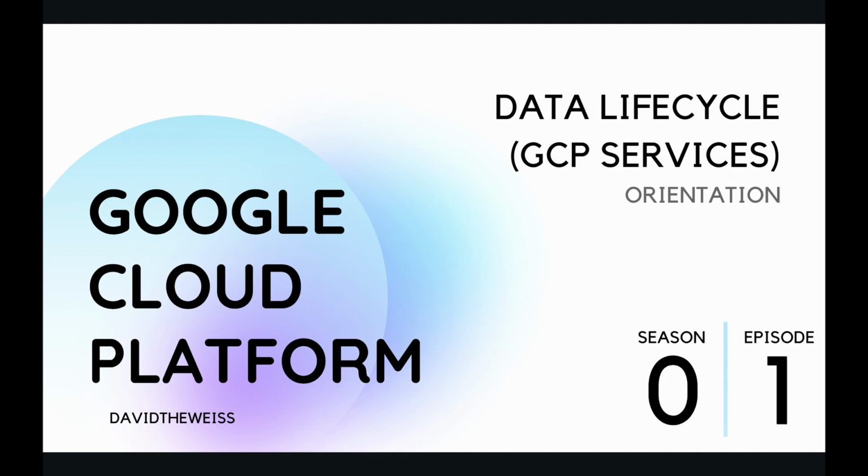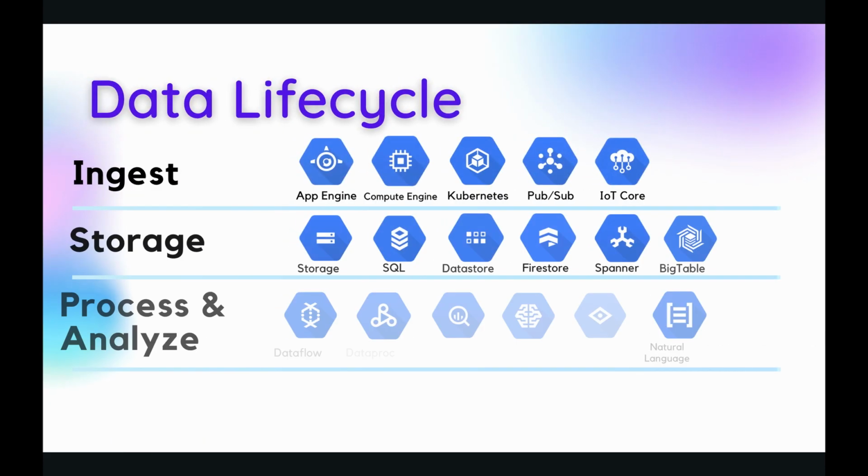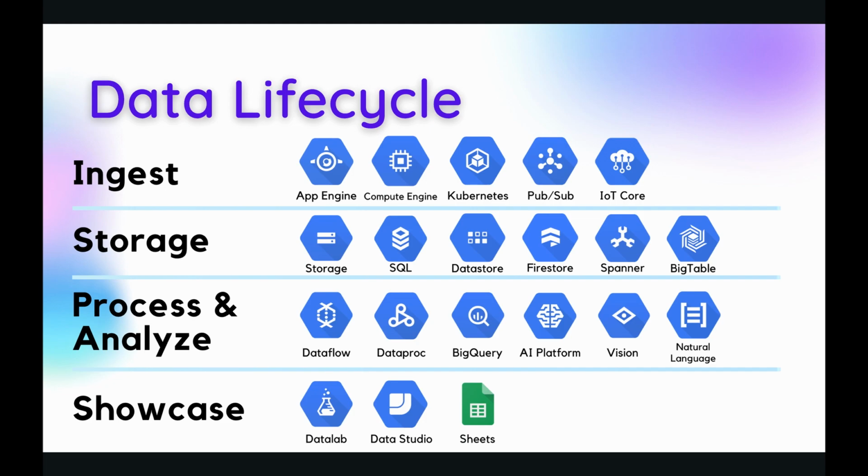In this episode, we're going to be taking an aerial view of the GCP services that we have access to in regards to the data lifecycle. There are a lot of different ways in which you can group and organize the services that Google Cloud provides, but one of my favorite ways of doing so is in reference to the data lifecycle. I have broken out the data lifecycle and defined it in 4 separate stages, which are ingest, storage, process and analyze, and finally showcase. So let's take a closer look at each of these stages one by one.